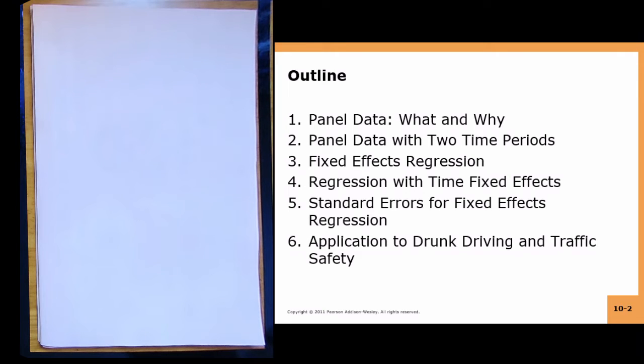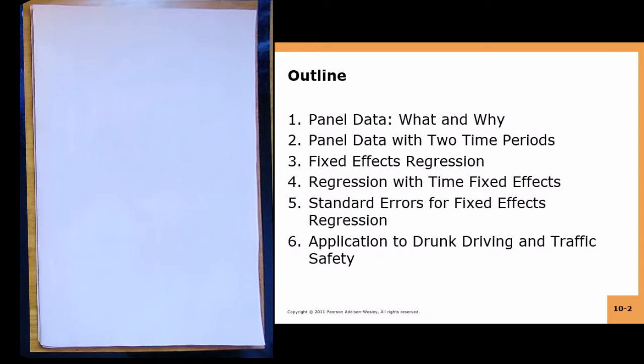First, we will discuss what panel data is and why it is useful. Then we will talk about panel data with 2 time periods, and then we will talk about something called fixed effects regression, or also entity fixed effects regression. Then we will talk about regression with time fixed effects, and finally we will talk about standard errors, and we will discuss a particular application. And as before, in this course we will explain the whole idea of panel data using this particular application.